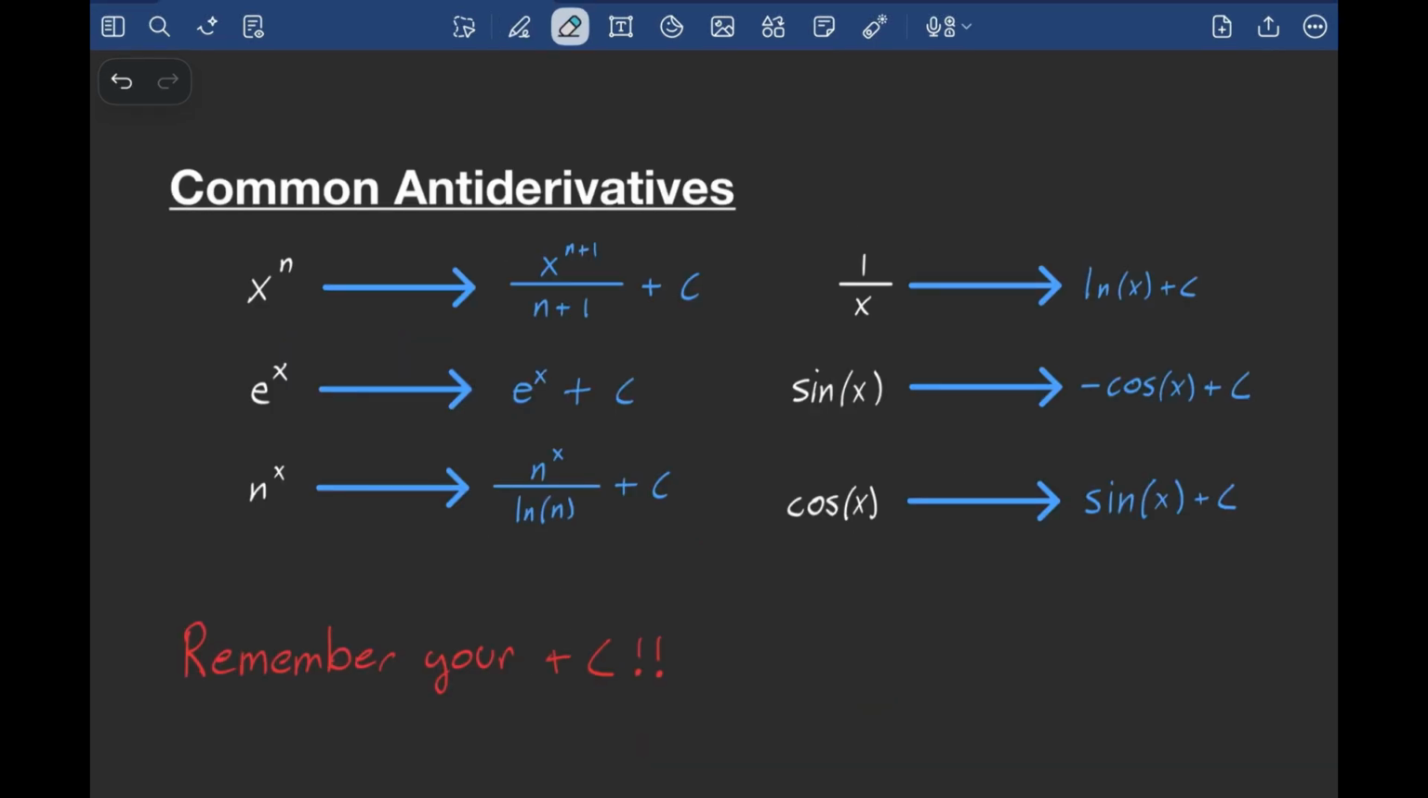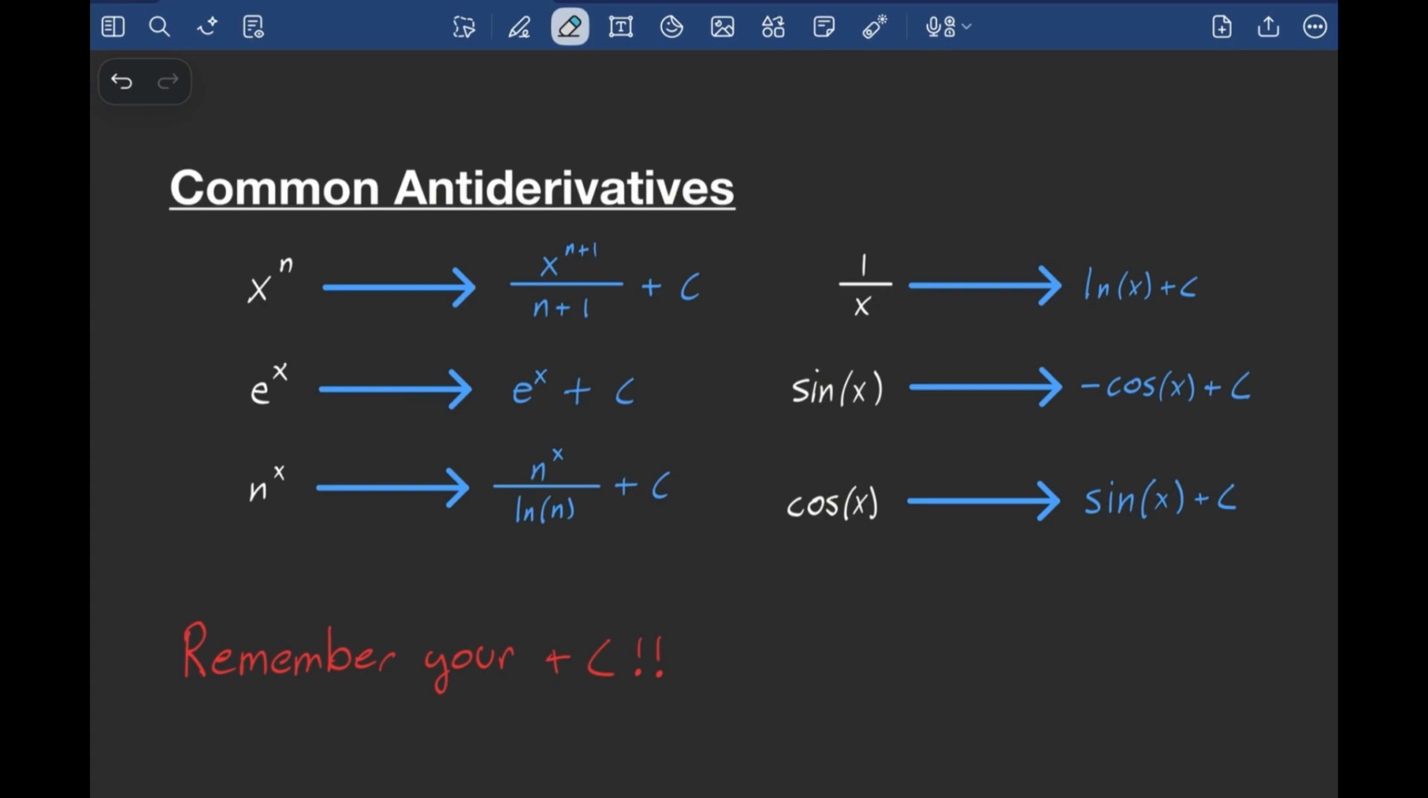If you're an AP student, this next part is very important to remember. You need to remember all of your common antiderivatives. You need to remember x to the n, or some number n. You need to remember e to the x. You need to remember 1 over x and the basic trigonometric antiderivatives, because those will show up very constantly on the AP exam when you're trying to take the integral of some function.